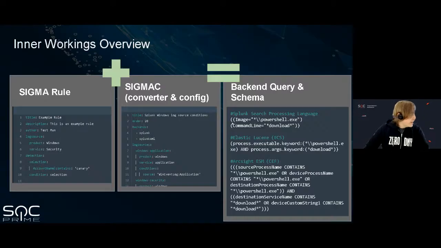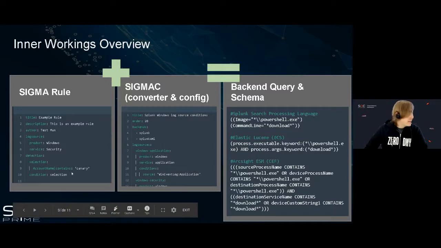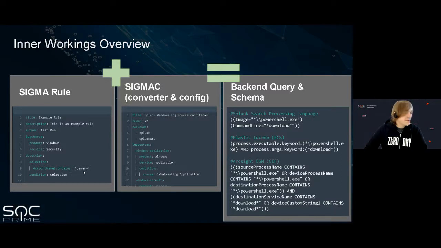Anyways, moving on. So here's how it works: you have a Sigma rule. And here's an example rule that is looking for a canary account, where it just contains the word canary. If you're using canaries, I wouldn't call your account canary, but for the sake of this example, that's what I went ahead and did.